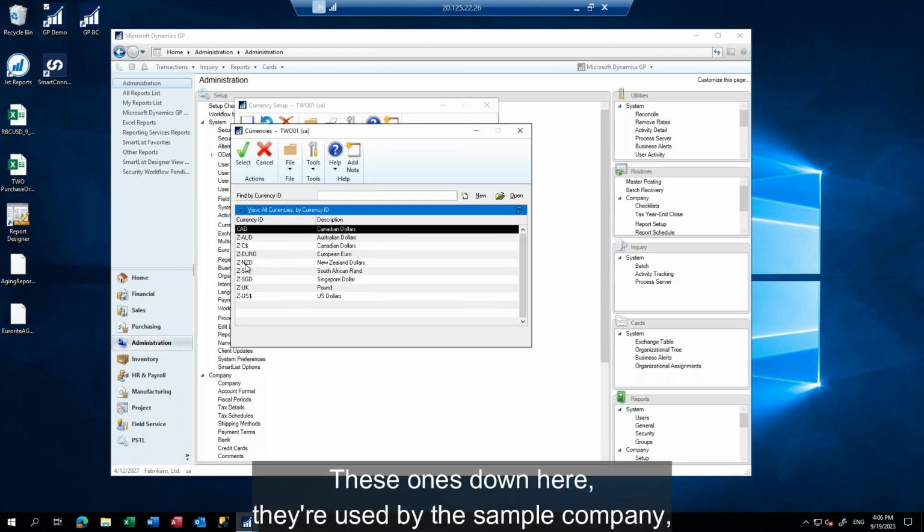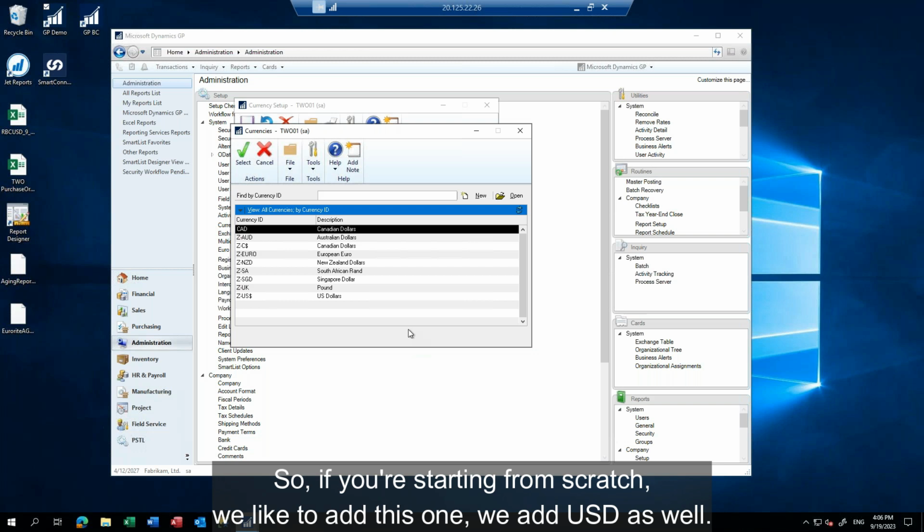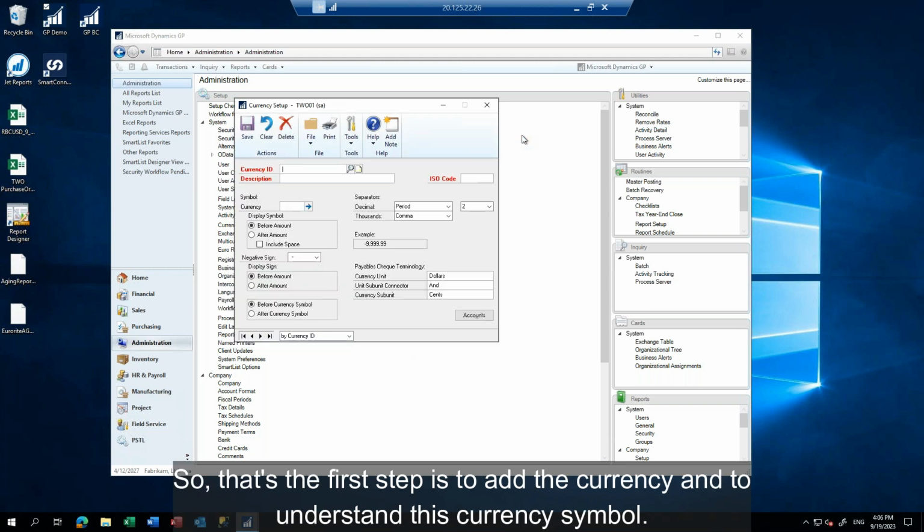These ones down here are used by the sample company, and we like to keep them that way if we can. So if you're starting from scratch, we like to add this one. We add USD as well. So that's the first step, to add the currency and to understand this currency symbol.